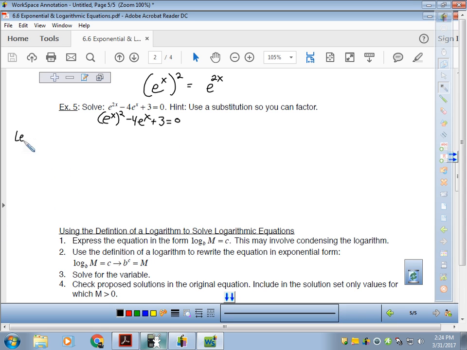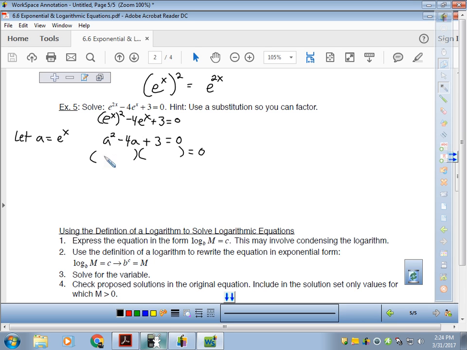And then what I'm going to do over here is say, hey, let's pick a variable. Let a equal e to the x. So any place I see an e to the x, I'm going to replace it with a. So here I have e to the x getting squared, so that's really a squared, minus 4, and here I have e to the x, so that's really a, plus 3 equals 0. And now you've turned something that may or may not look factorable to you into something that should definitely look factorable to you. So let's factor it.